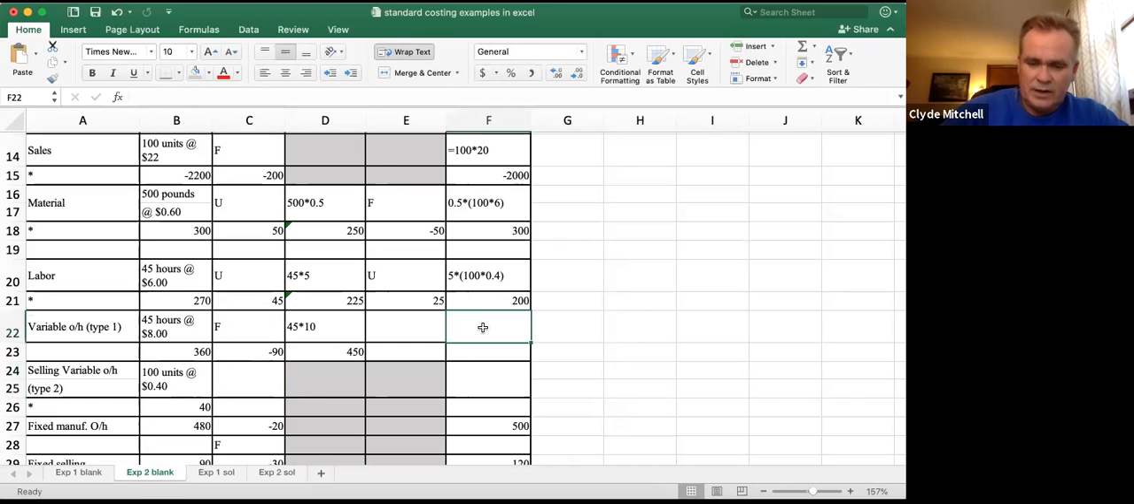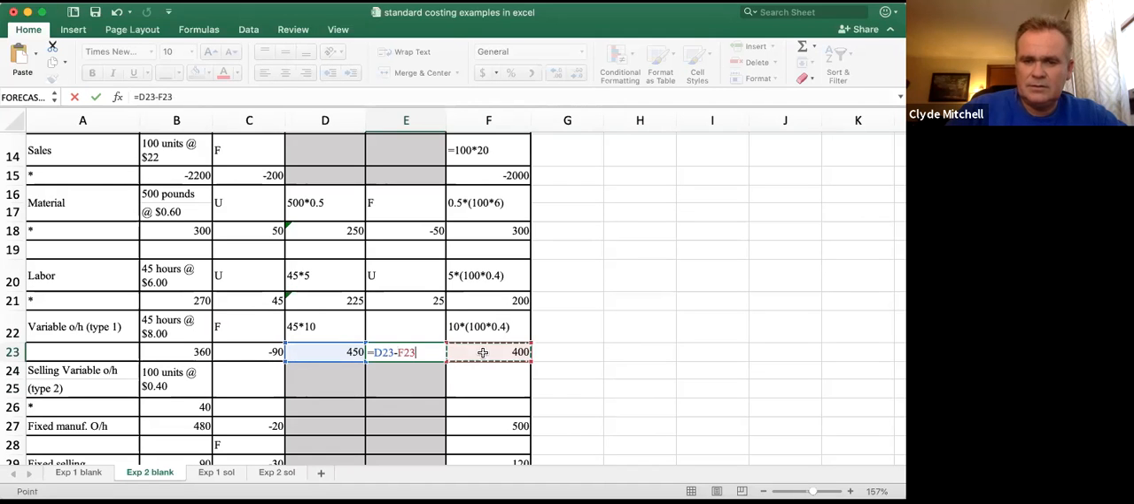Over here, we have the $10 an hour multiplied by the standard quantity, which is based on the actual units times the standard input per unit, which is 0.4 of an hour. So 10 times 40 gives you 400. The difference is equal to actual minus the standard. It's 50. It is unfavorable. Why? Again, we took 45 hours and should have taken 40.